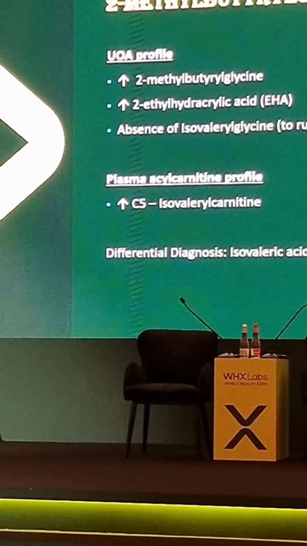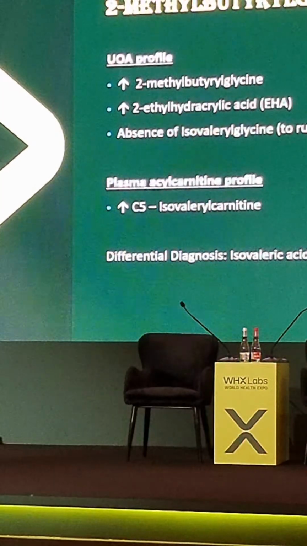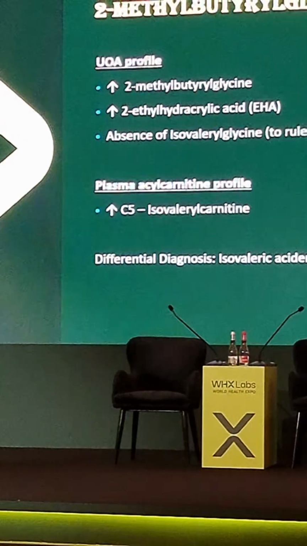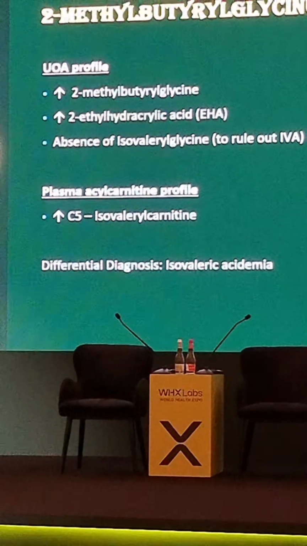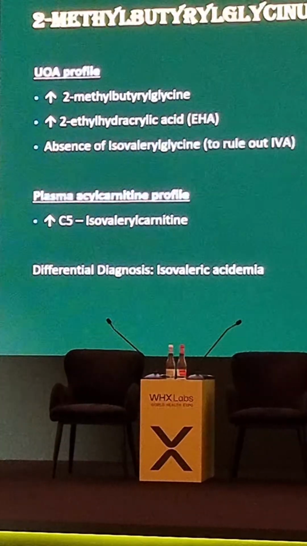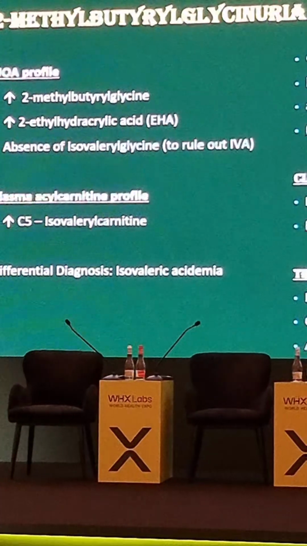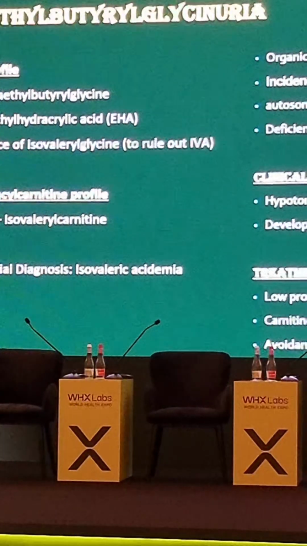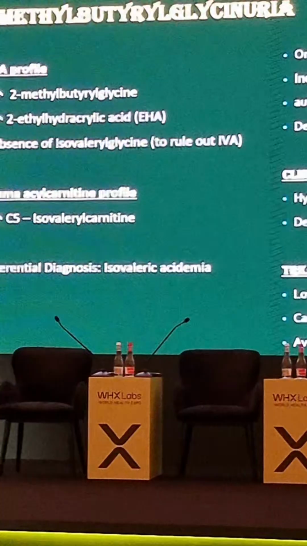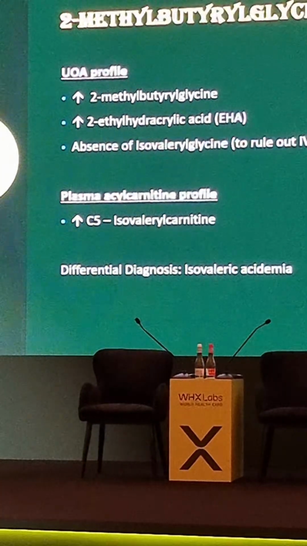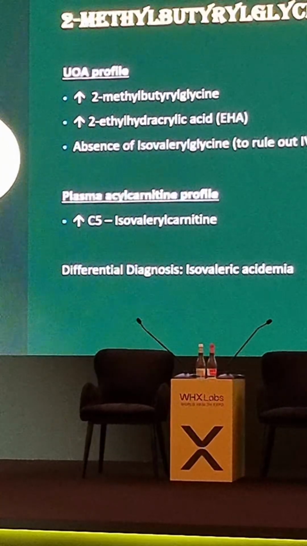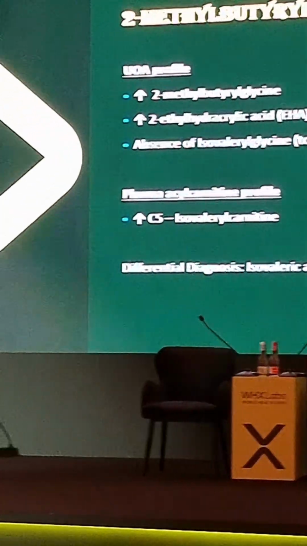In Qatar, the incidence is much lower, 1 in 175,000. It's an autosomal recessive disorder, and it does not present with any metabolic crisis, usually chronic manifestations like developmental delays, spasticity, and neurological problems. So the treatment is a low protein diet, mainly restriction of isoleucine, and carnitine supplementation.